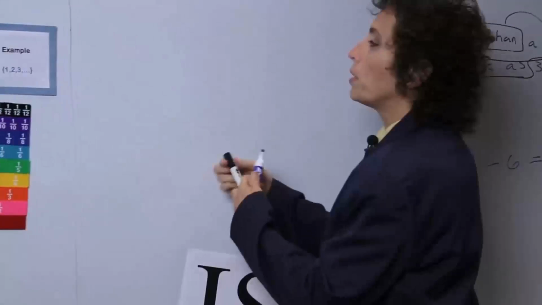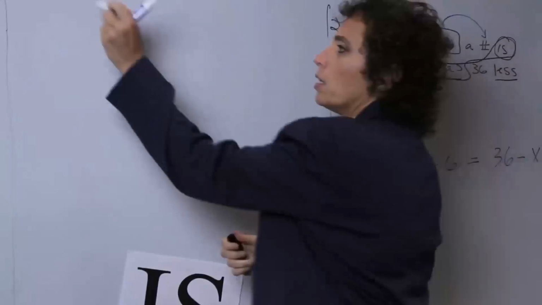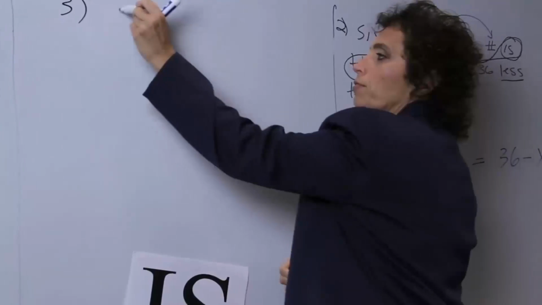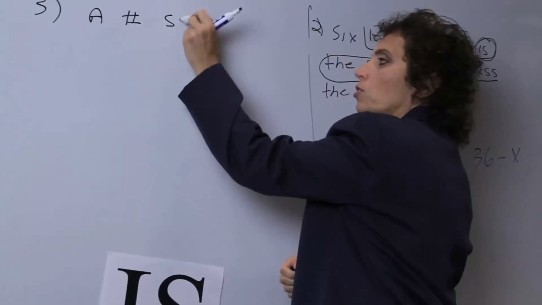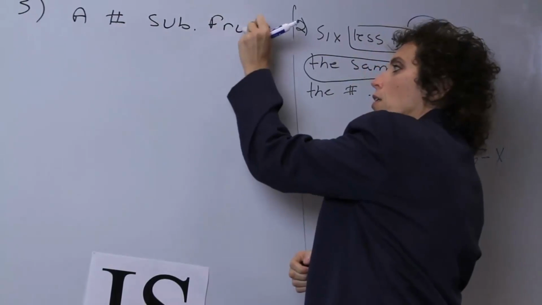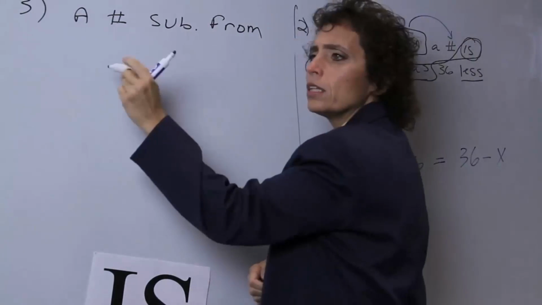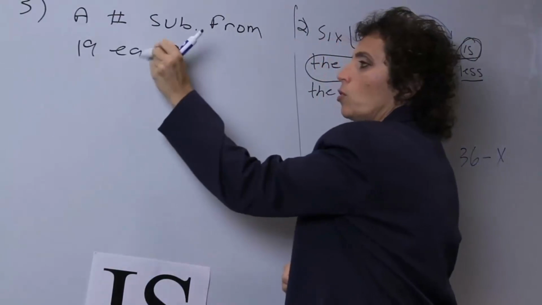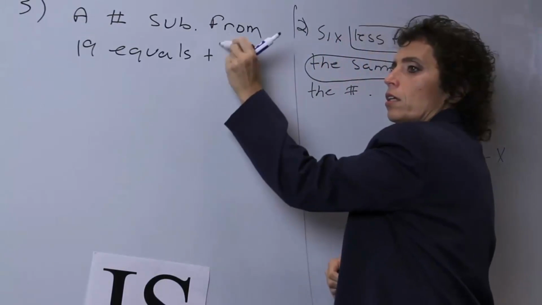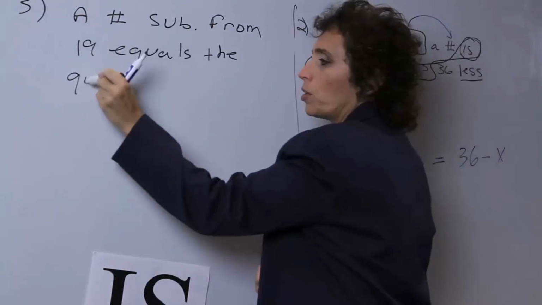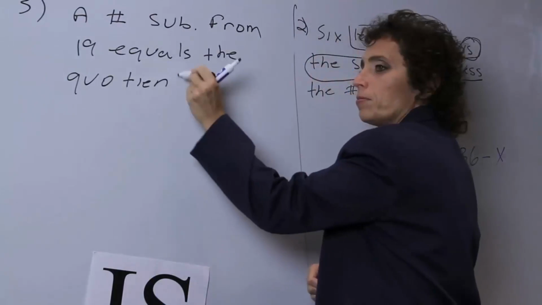That is keeps creeping up on me, doesn't it? A number subtracted from, I'm going to use a little shorthand, from 19 equals the quotient. Oh, there's so many cool words going on.